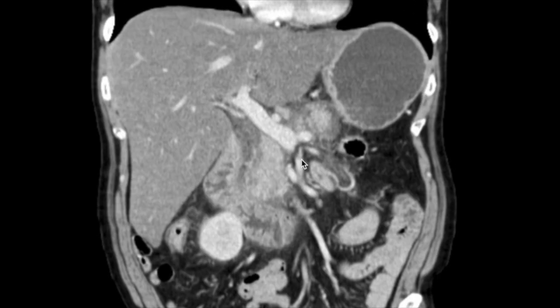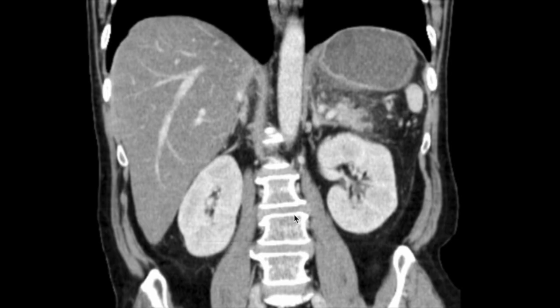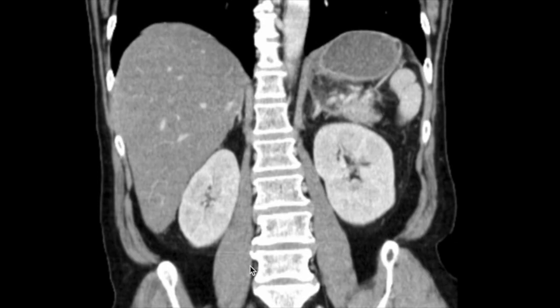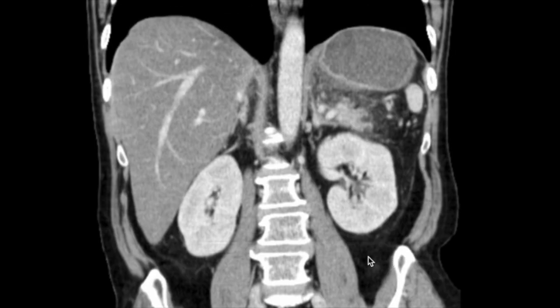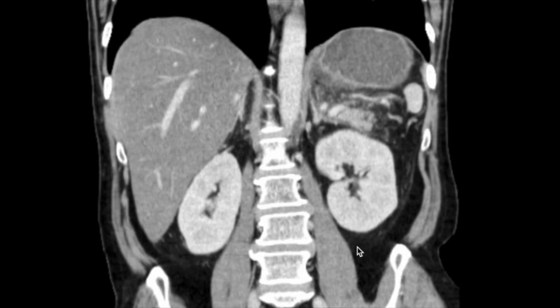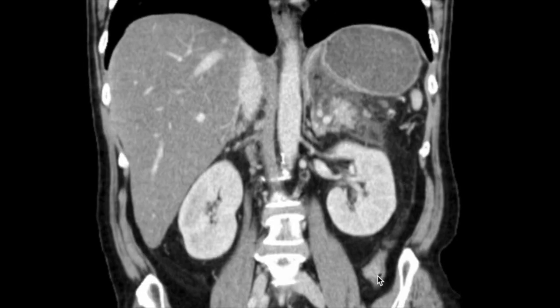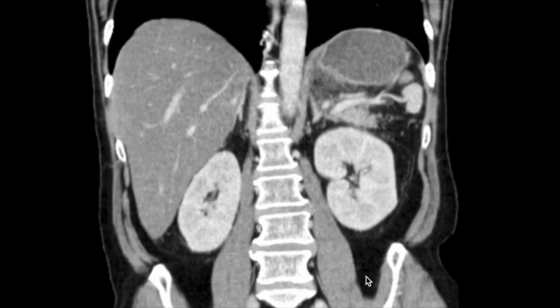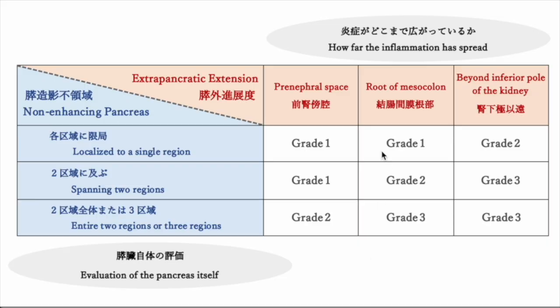Regarding spread, inflammation extending below the lower poles of the kidneys would raise the grade, but on these images, the region near the lower kidney poles shows no intense inflammation. The fat remains dark. If inflammation were spreading downward, the area would brighten or collect fluid, but that isn't seen. Returning to the grading table, the horizontal axis shows the extent of spread. Since there's no extension to the transverse colon and no spread below the kidneys, this falls in the leftmost category.